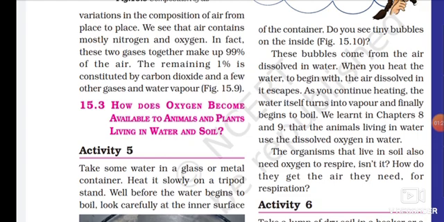We learned in chapter 8 and chapter 9 that the animals living in water use the dissolved oxygen in water.